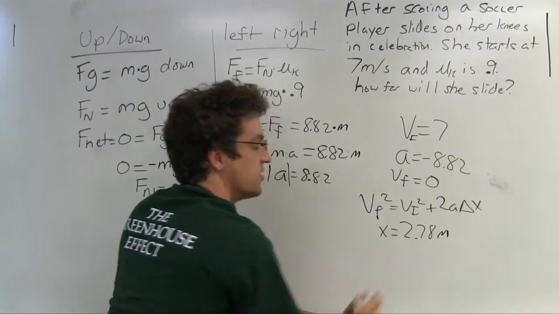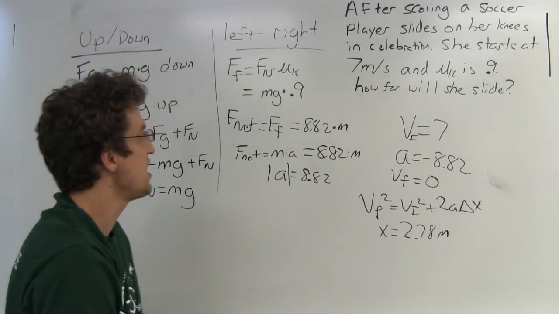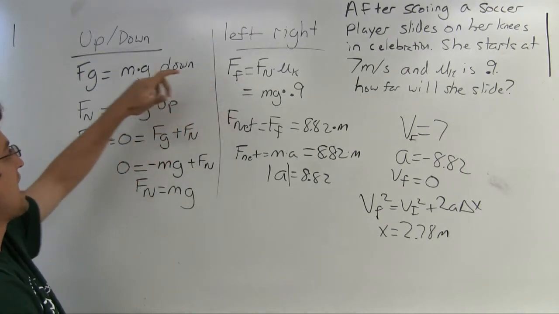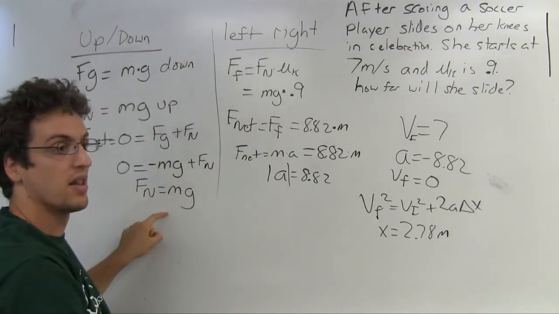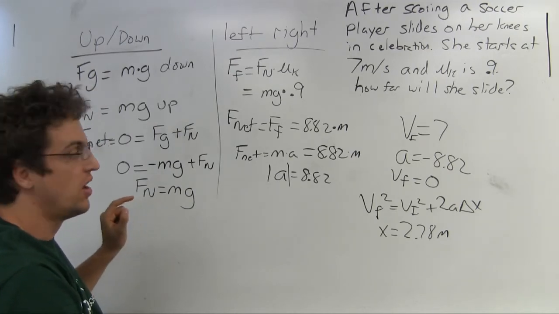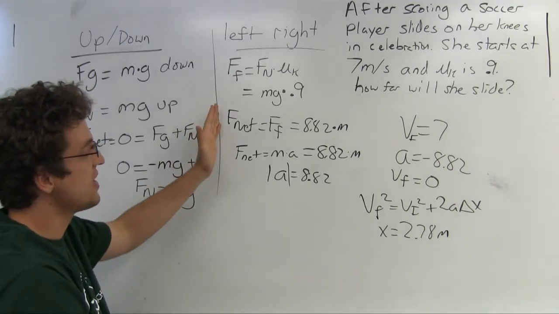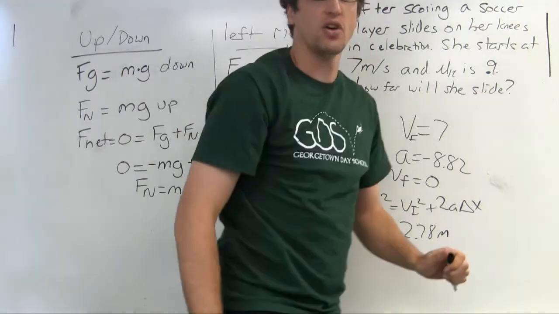We should get that x equals 2.78 meters. Again, the key here was splitting into up/down, left/right. For this one, a lot of you might skip ahead and just know the normal force is mg. That's going to happen a lot, but it's not always true. Once we go there, we can get F net, find the acceleration, and go to kinematics.